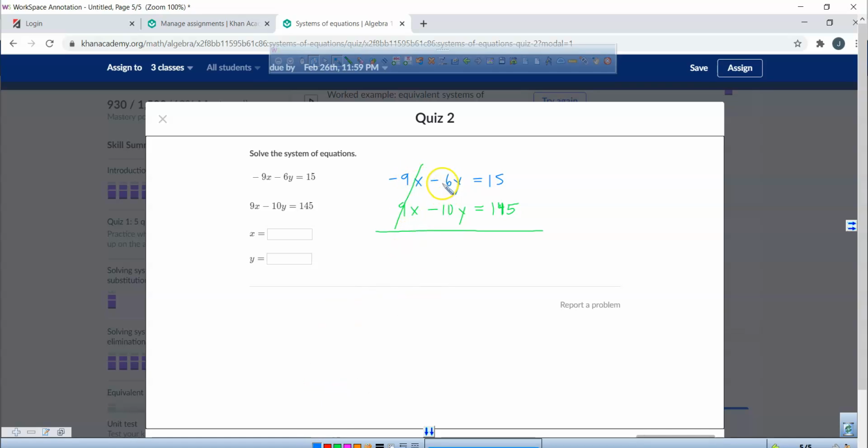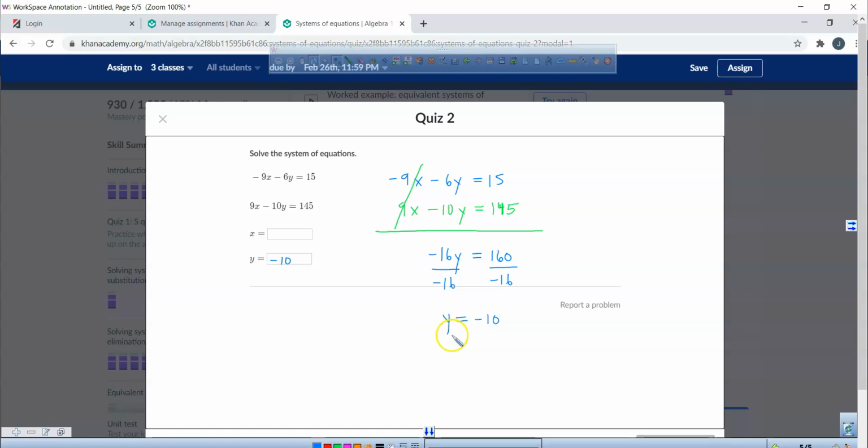So if we add them together, what's a negative 6 and a negative 10 added together? It's a negative 16y. If we add these together, what do we get? 160. If we divide both sides by negative 16, we get y equals 160 divided by negative 16. That's going to be a negative 10. So I'm going to put negative 10 right here.